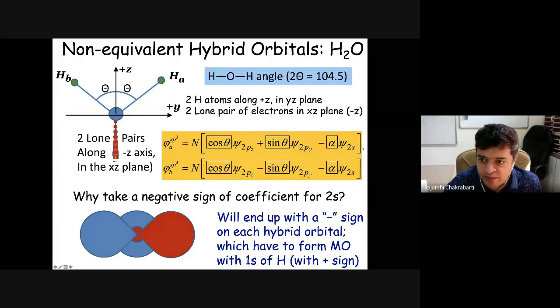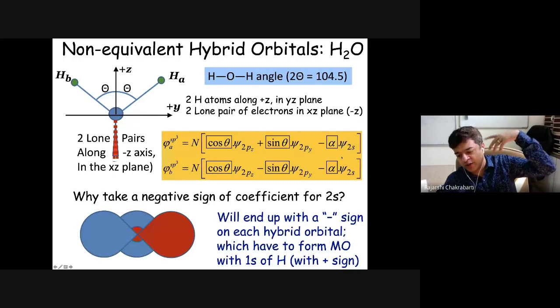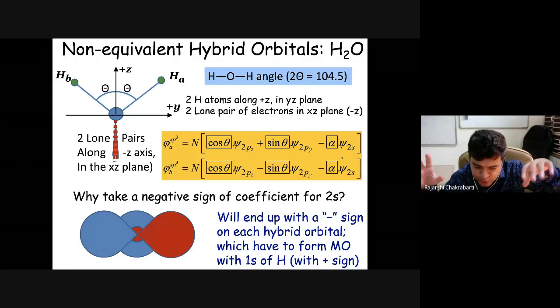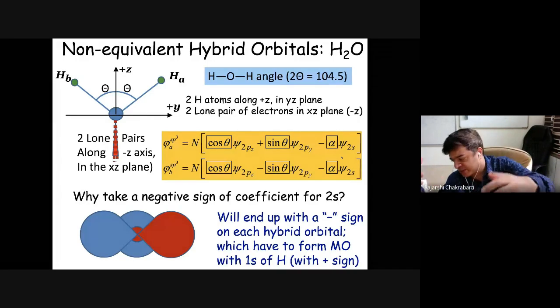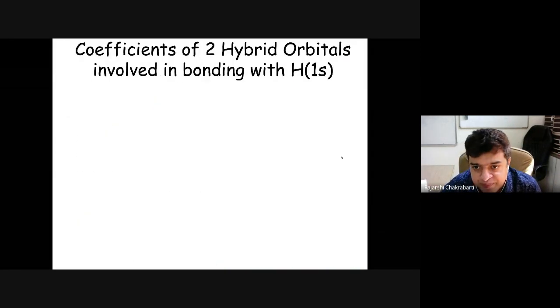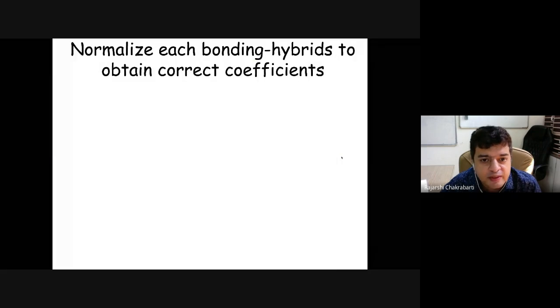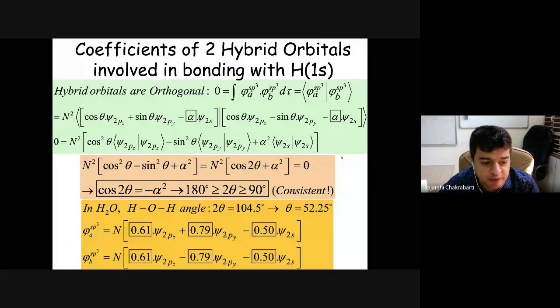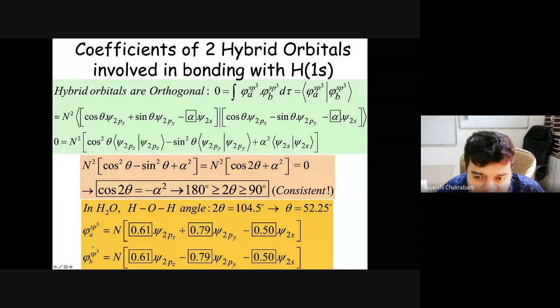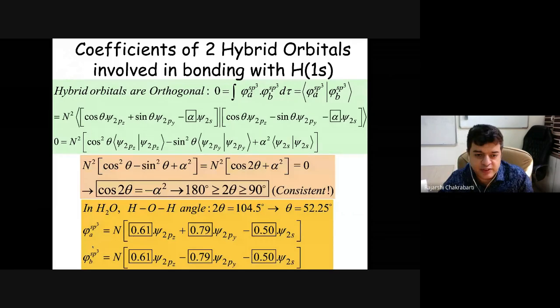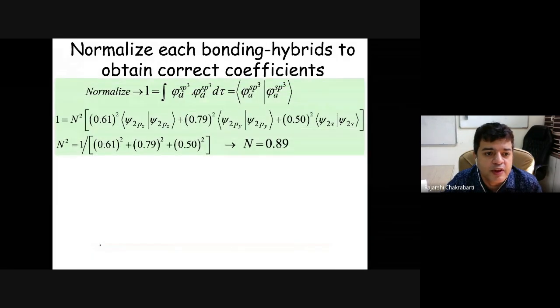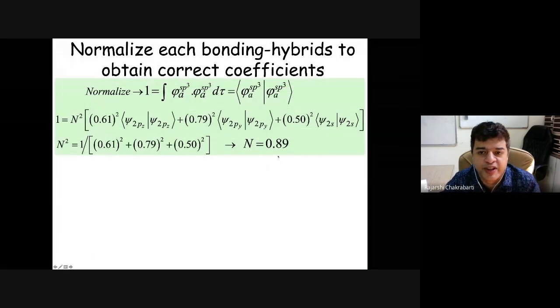And then you also have some 2s, which has no directionality. I put a coefficient there and put a minus sign there so that I end up getting a hybrid orbital which will have a bigger, directed lobe with a positive sign. That is what I want. But this is not the whole story, because I have to normalize each of these hybrid orbitals. So if I normalize it, I'll get the value of n as 0.89.